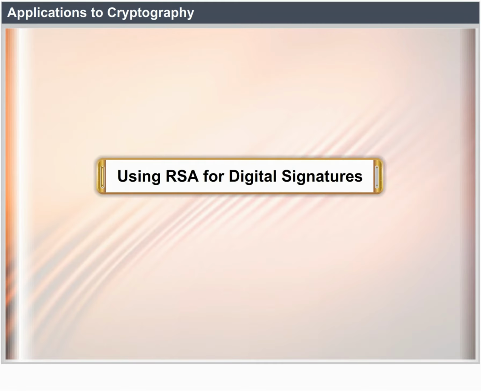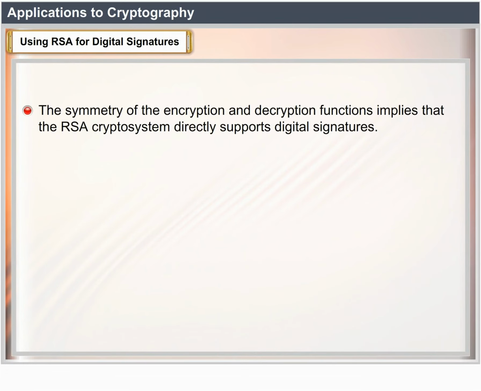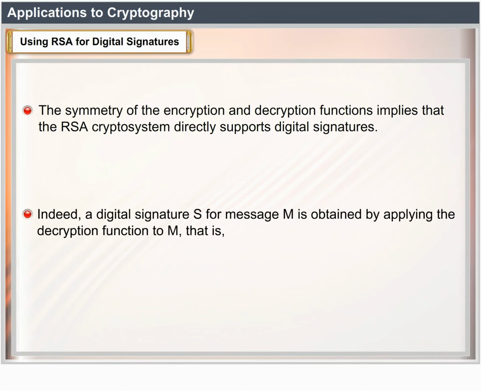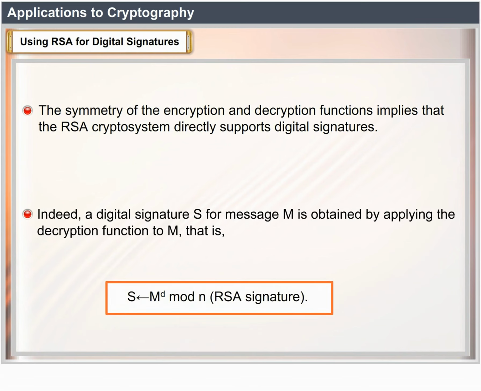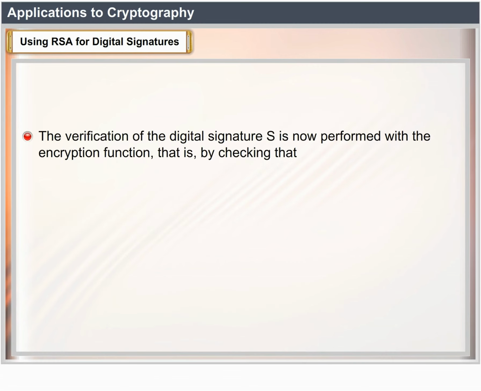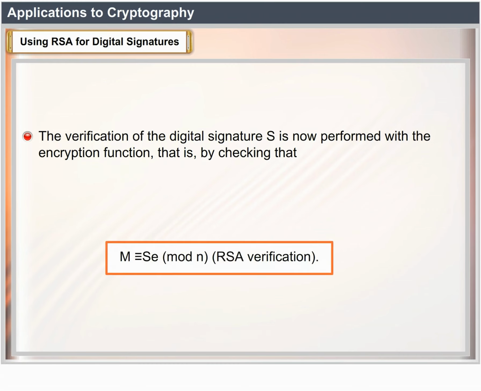Using RSA for digital signatures. The symmetry of the encryption and decryption functions implies that the RSA cryptosystem directly supports digital signatures. Indeed, a digital signature S for message M is obtained by applying the decryption function to M, that is, S gets M^D mod n (RSA signature). The verification of the digital signature S is now performed with the encryption function, that is, by checking that M is equivalent to S^E mod n (RSA verification).